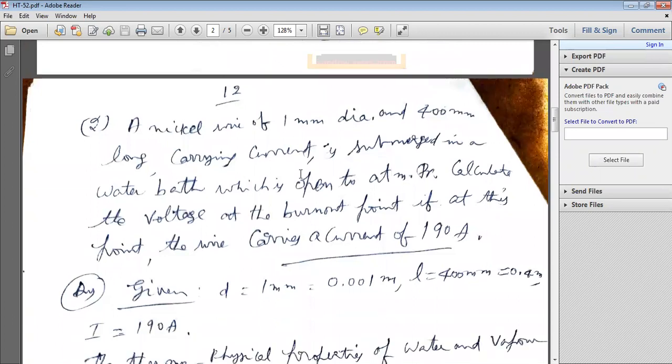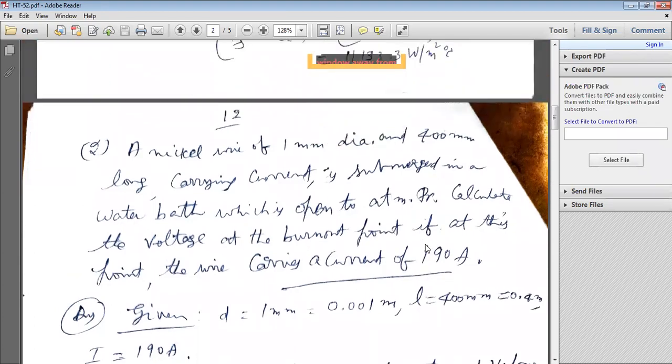Now, read the second problem. A nickel wire of 1 mm diameter and 400 mm long carrying current is submerged in a water bath which is open to atmospheric pressure. Calculate the voltage at the burnout point. At the burnout point, the critical heat flux, whenever the material reaches the critical heat flux, the material burns out. The critical heat flux value is known as the burnout point. So calculate the voltage at this burnout point, if at this point the wire carries a current of 190 amperes.